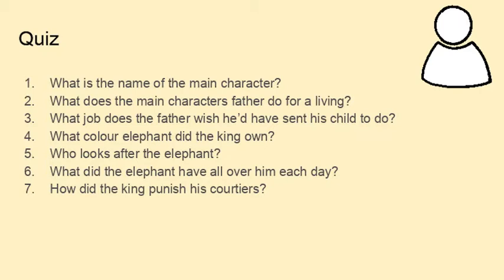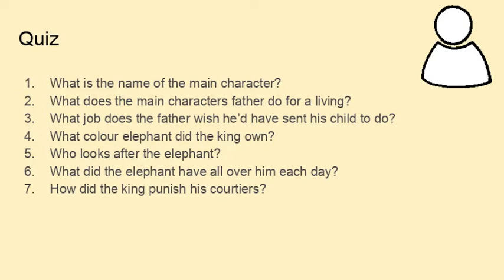Number 5, 5 in the margin. Who looks after the elephant? Beneath that, I would like you to write the name of the person and then say, looks after the elephant. You could make it a longer full sentence and say: the name of the person looks after the elephant that the king owns. Remember to always start with your capital letters and full stops. Even though you are at home, I'm still marking, and it's just really good practice to get into.